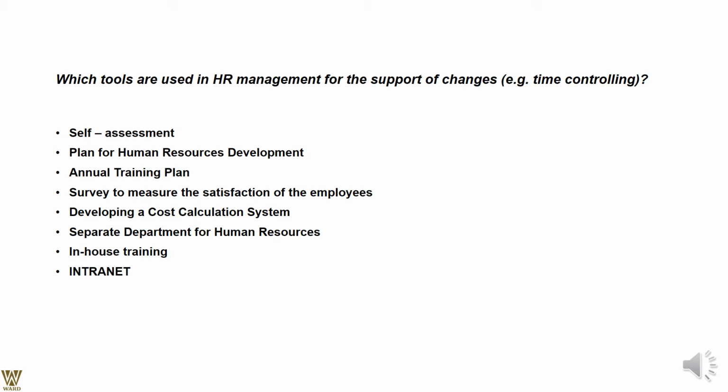So, how do we support changes? HR management, how do you support changes? Mind you, every change will implicate your budgeting process. So, we can have something called self assessment, a plan for HRD, and we can have a separate department altogether for changing and budgeting. Please remember, we need to have training plans, and we need to have surveys for measuring the satisfaction of the employee. This is a must, because once the satisfaction of the employee has been measured, you can tweak your salary scale budgeting so as to align them towards the cultural or organizational goals. That is very important. So develop a cost calculation system, the crux of the budget, in-house training, and intranet. We will be talking about intranet in detail in the upcoming slides.